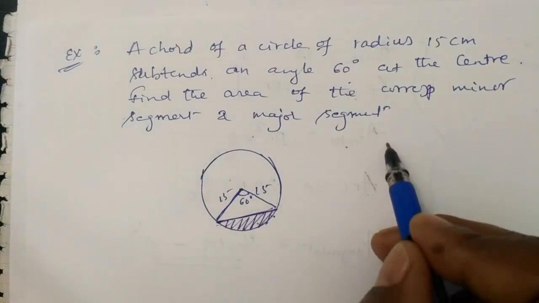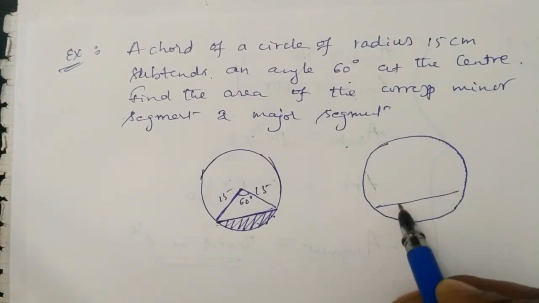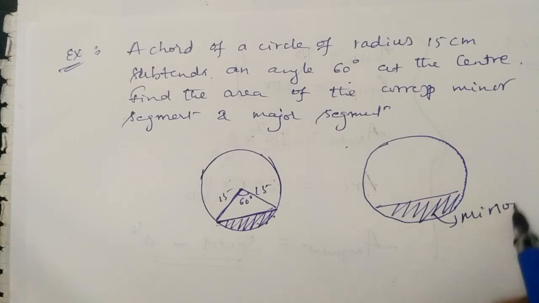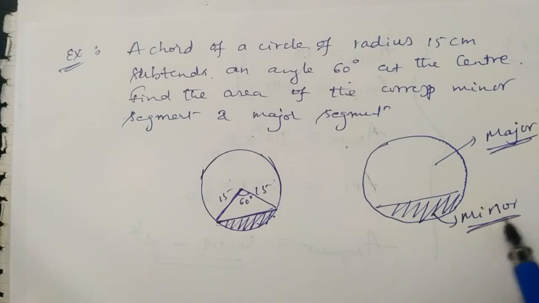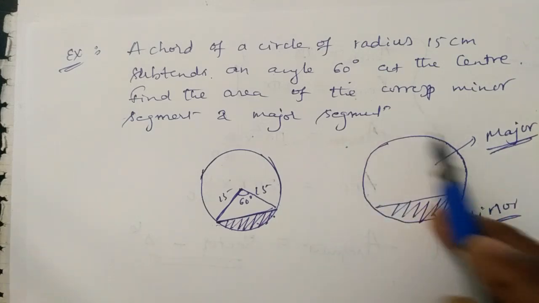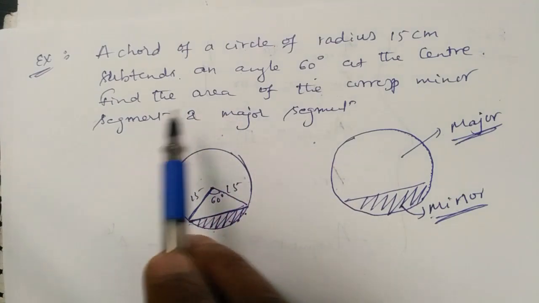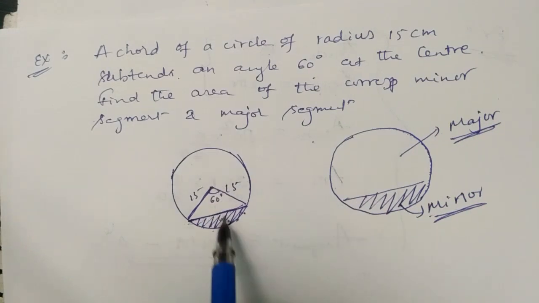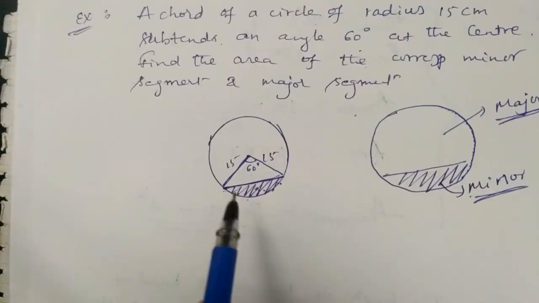This is called the minor segment. In a circle, if you draw a chord, this part forms the minor segment and this part forms the major segment. So a chord divides the circle into two segments. One is the major segment, which is the majority of the part, and the other is the minor segment. Let us find out. This is the minor segment. The whole remaining part is the major segment.